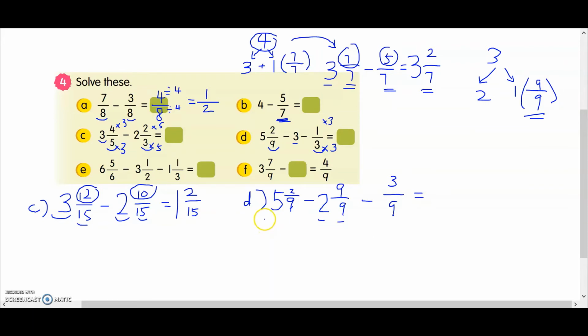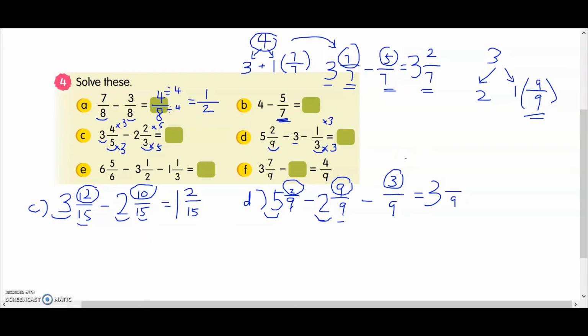Okay, then we take the round number to minus first. 5 minus 2 is 3. 3 minus 0 is still 3. And then the bottom number is 9, you just copy. Okay, and then now the top number, 2 minus 9 minus 3. Okay, so here we have a problem.